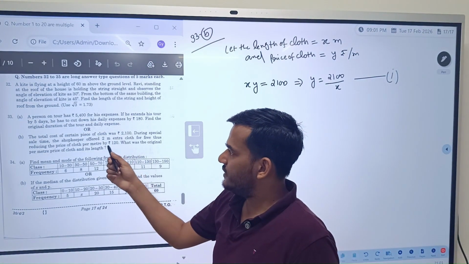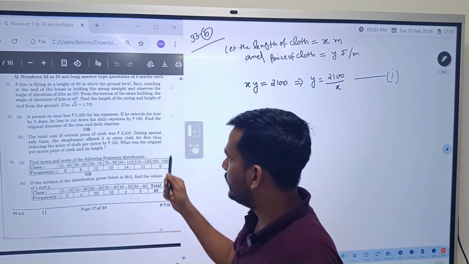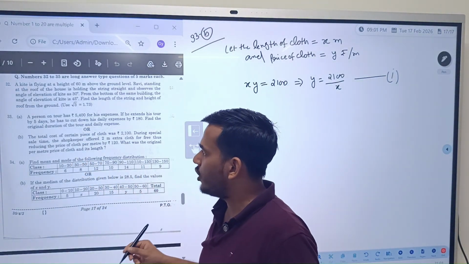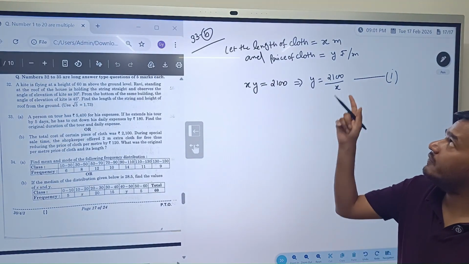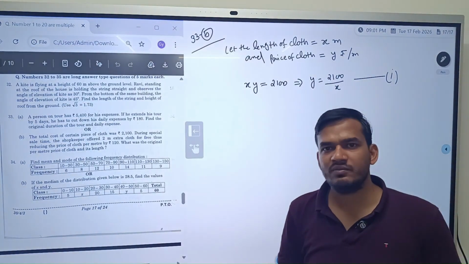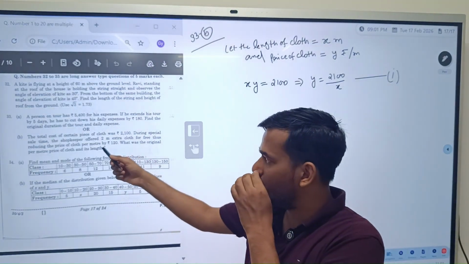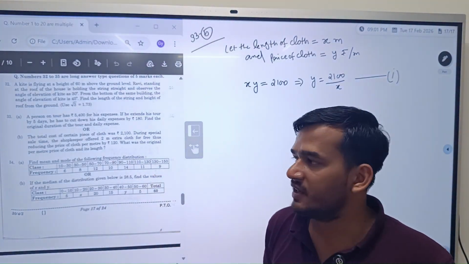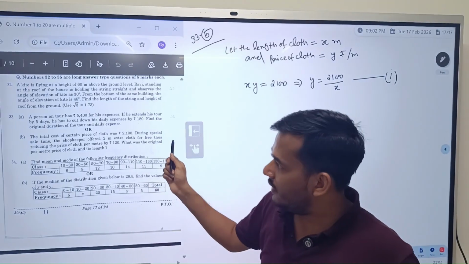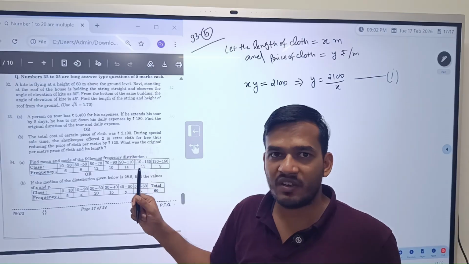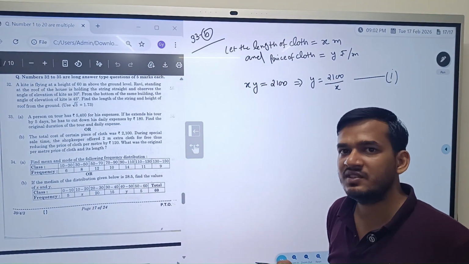Now as you can see in the second part, during special sale time, the shopkeeper offered 2 meter extra cloth. That means the value of x increases by 2. If the shopkeeper is offering 2 meter extra cloth, they are increasing the length of the cloth, so that is x plus 2. And if the length of the cloth increases, the price will decrease because the total cost is constant.